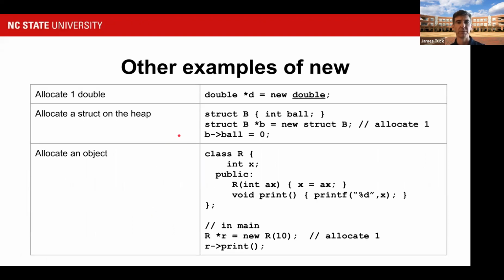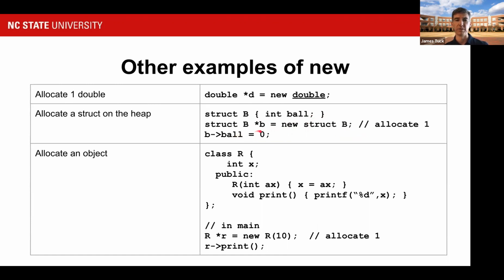Here are some other examples of using new to allocate things on the heap. Let's say I want to allocate one double, then I would say new, and I would store this result into some sort of variable of type double pointer. And let's say I have some struct called b, and it has one field inside of it called ball, just because I thought it'd be fun to have a struct b ball. And so here, when I allocate the struct, I would say new struct b, and this would allocate exactly one copy of the struct b.